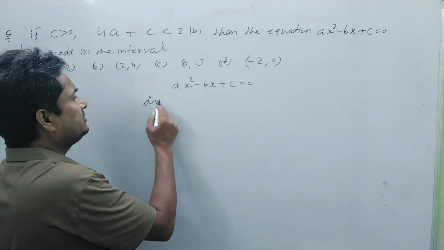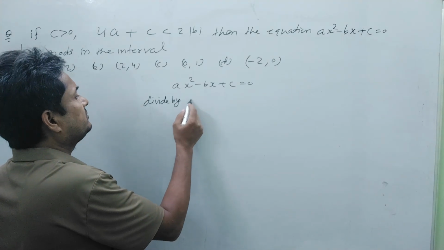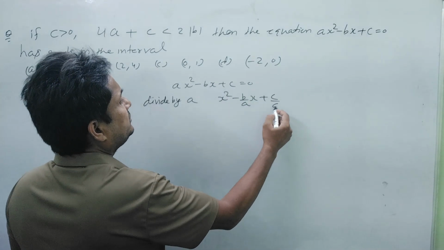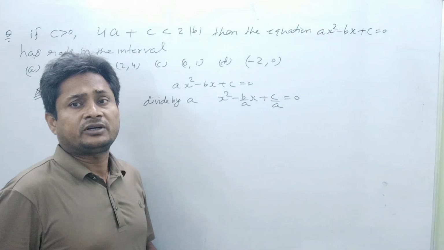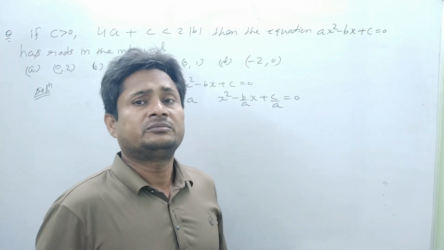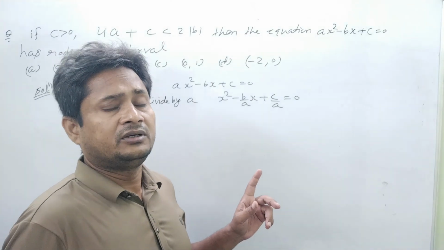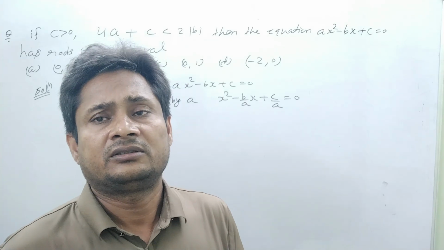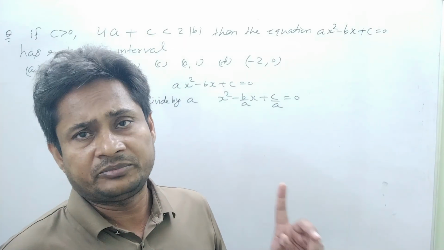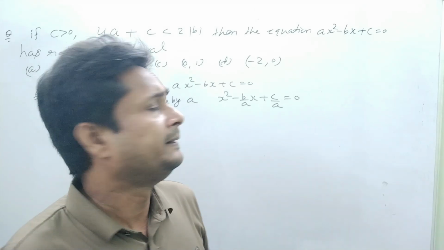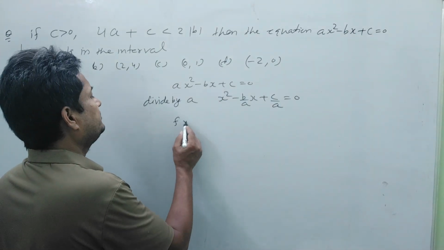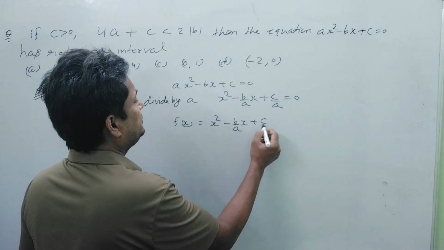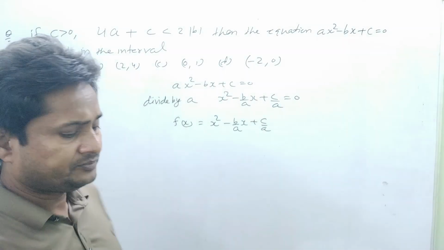Now divide it by a, both sides. So this will be x square minus b by a into x plus c by a is equal to 0. Why am I dividing this equation by a? To make the coefficient of x square as unity. Unity is a positive number, so it will always represent an upward parabola. So now we can take it as f(x). f(x) is what? x square minus b by a x plus c by a. This is our function.